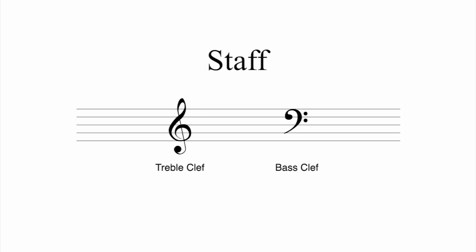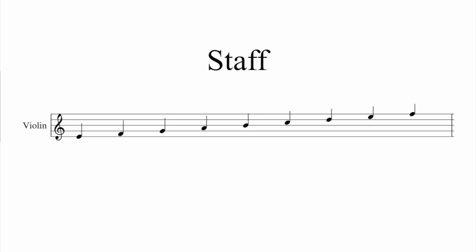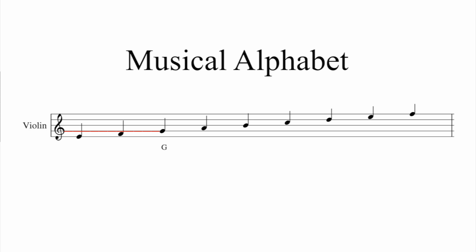So let's start. Staff. A staff is formed by 5 horizontal lines and 4 spaces, each denoting a musical pitch. We commonly see the treble clef and the bass clef. But for now, we'll just talk about the treble clef, since the treble clef is what we use when we play the violin. A treble clef can also be called a G clef because the symbol encircles the note G.